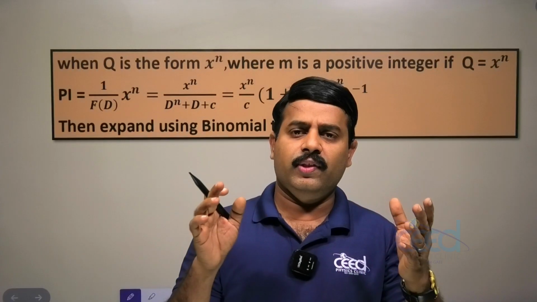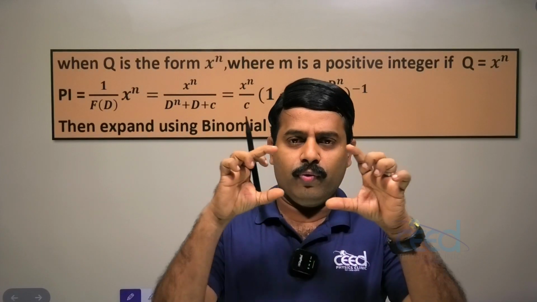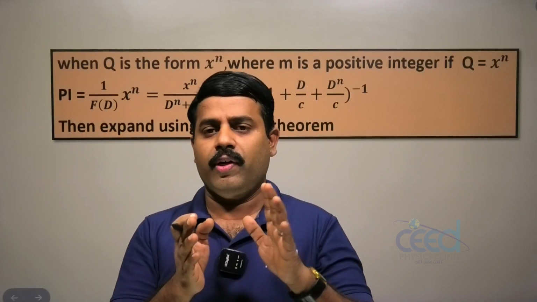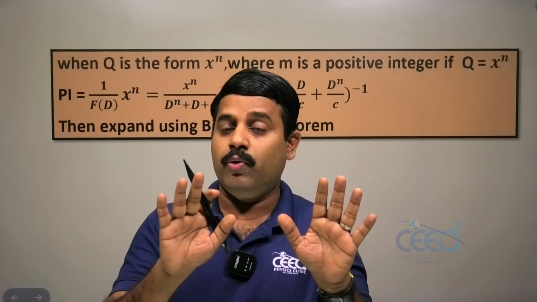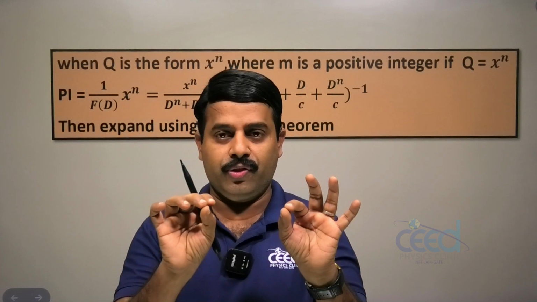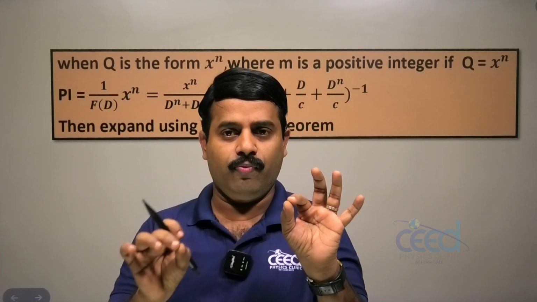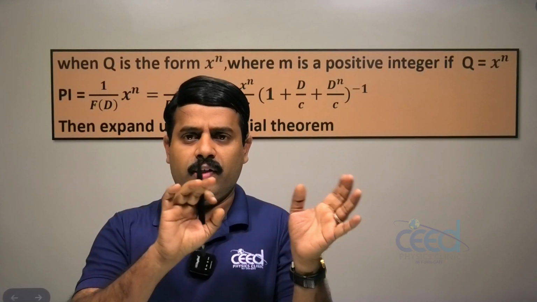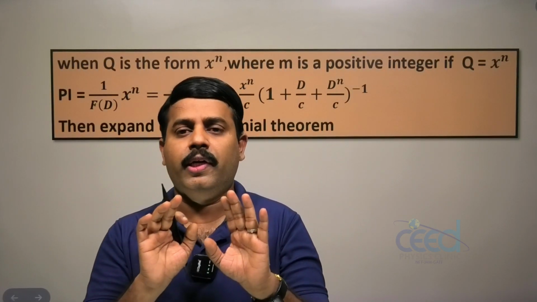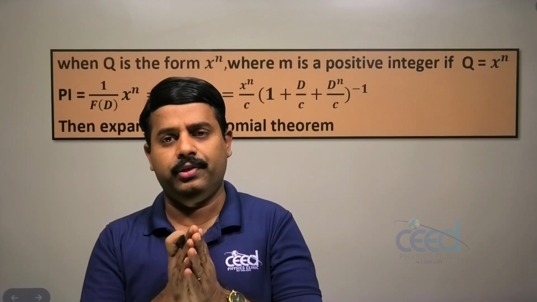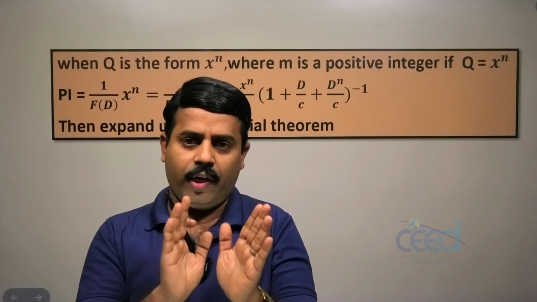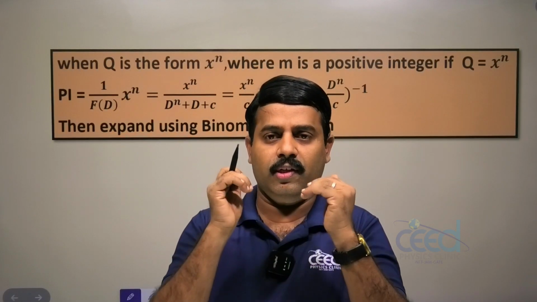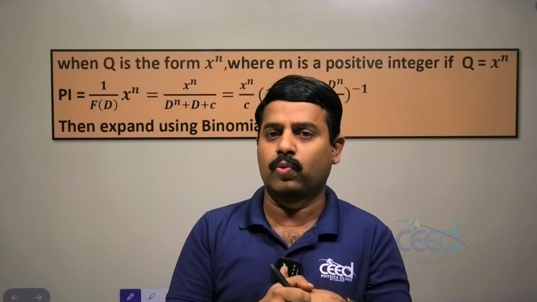Last class we saw how to solve a higher order linear differential equation. First we have to find a complementary function. We saw different methods for finding the complementary function, and we were in the discussion of finding the particular integral. After finding the complementary function and the particular integral, we add both. That is the final solution of the differential equation.